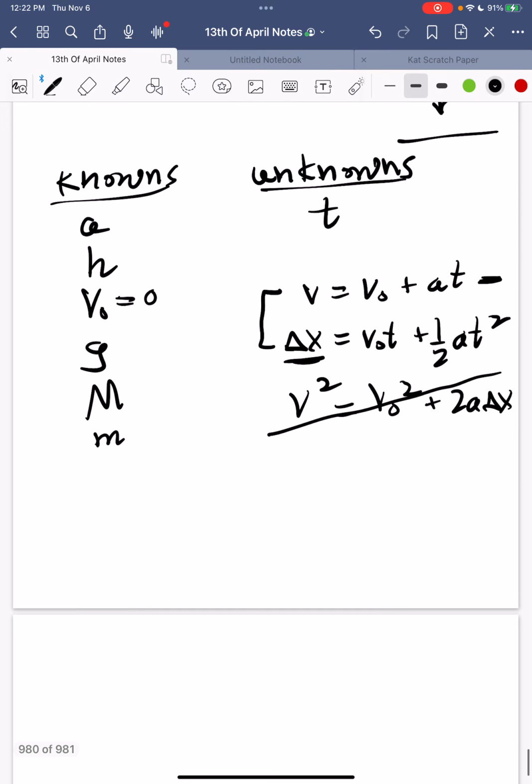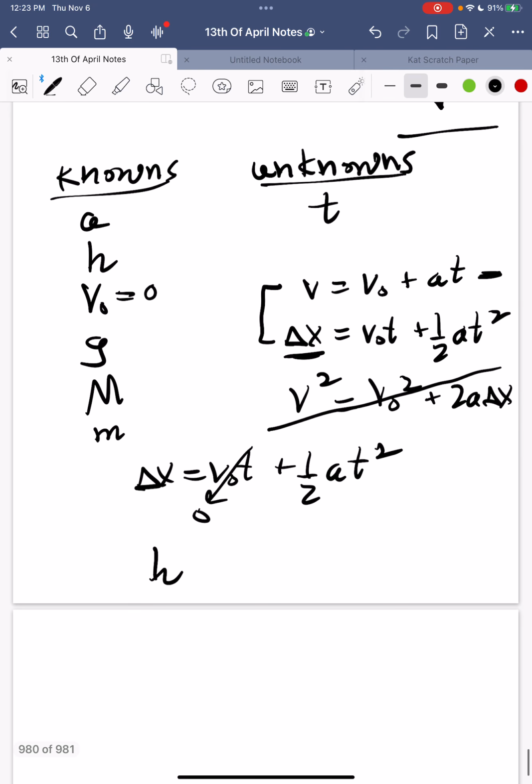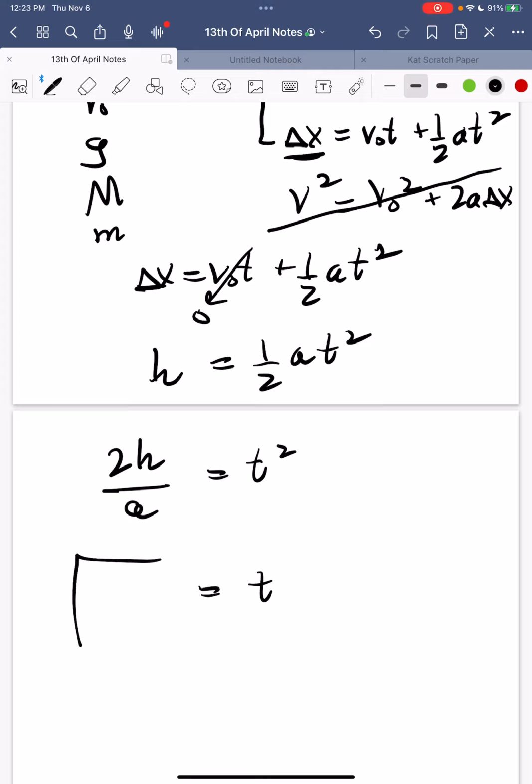Okay, so let's take a look at that equation a little bit more in detail. Delta x equals v naught t plus 1/2 at squared. So the initial velocity is 0. This thing is released from rest, so that goes to 0. And delta x is actually just the height from which we drop it. So the height is going to equal 1/2 the acceleration times t squared, like that. And if I want to solve for t, then I'm going to get 2 times h, so I multiply both sides by 2, like that. And then I divide by a, and that's going to equal t squared. And so t has got to equal the square root of 2h over a.